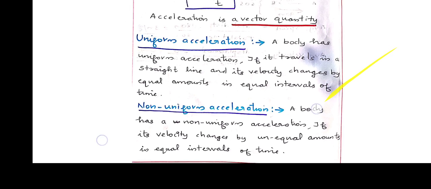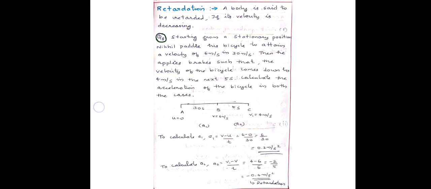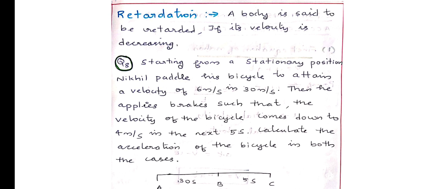I hope it is clear. Acceleration. Okay, the next one is the retardation. So what is retardation? Retardation: a body is said to be retarded if its velocity is decreasing.